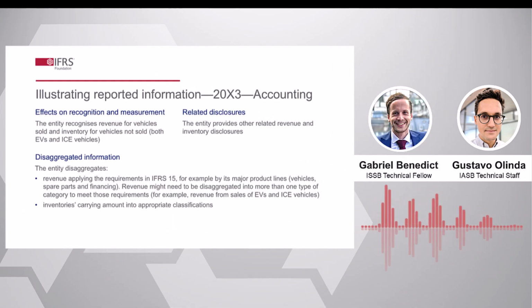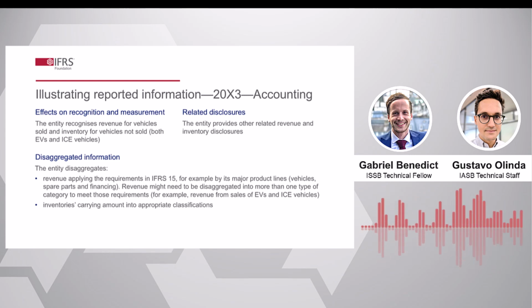As Gabe just mentioned, during 20X3, the entity made some sales of EVs. As you would expect, the entity would recognize the related revenue from these sales and the inventory for vehicles not sold at the end of the reporting period, for both EVs and ICE vehicles.